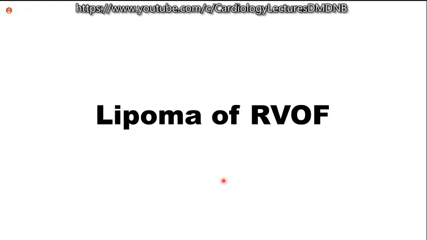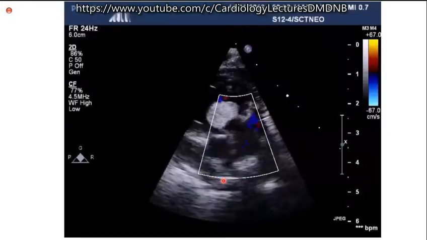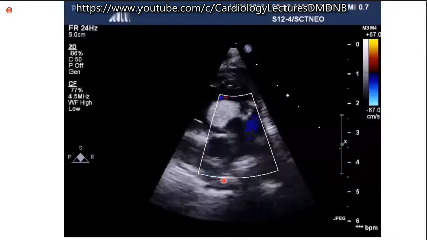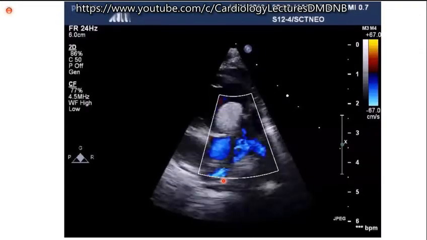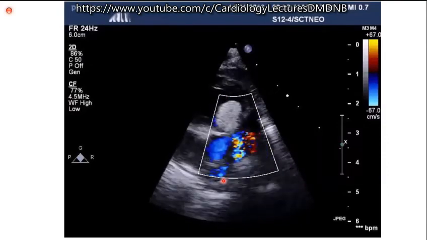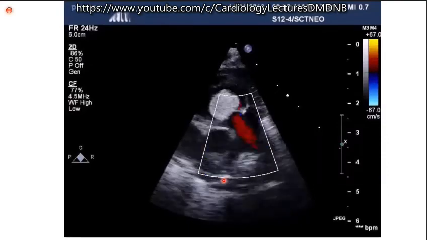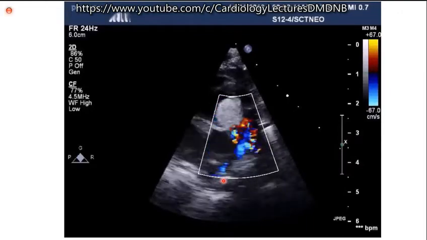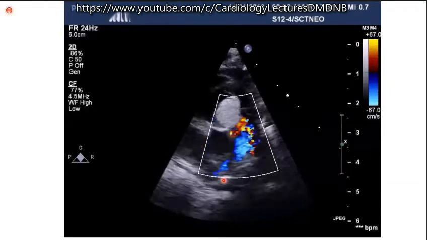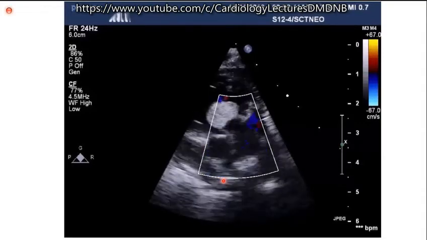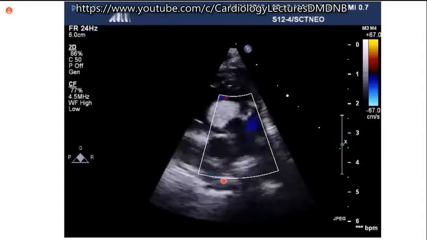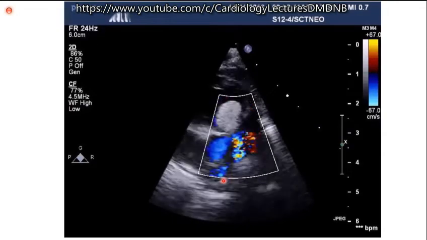So let's look at a few lipomas. This is in the RV outflow. Here actually it has a pedicle, but it was surgically removed, and finally it was found to be a lipoma. So it can obstruct the outflow region and give rise to murmurs. Of course, lipoma is a benign tumor and it may not create much of a problem, but it may sometimes cause hemodynamic disturbance and need surgical removal.